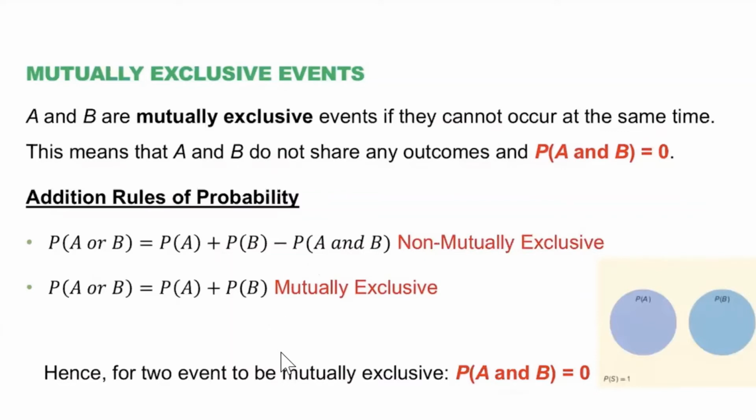So if you are asked to check whether two events are mutually exclusive or not, you have to check whether this probability is 0 or not. If this probability is equal to 0, the events are mutually exclusive. If this probability is not equal to 0, then they are non-mutually exclusive. So always remember, for mutually exclusive events, probability of A and B must be 0. Let's take an example and verify these events.